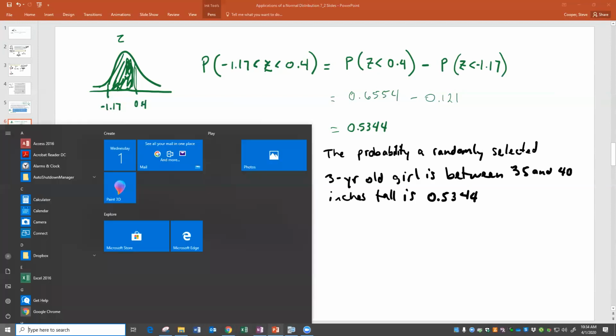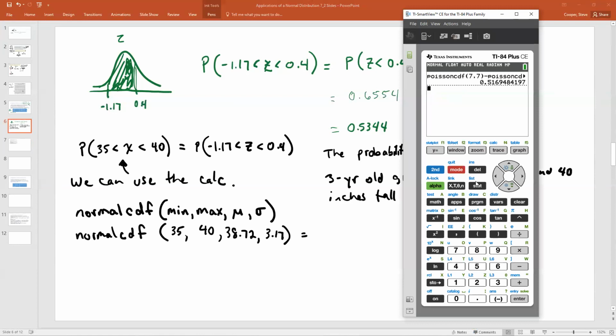So nab your calculators, and you're going to go to the same place to your distribution. So I'm going to do second distribution, and it's nice and up front here. It's your second option. We're not really going to discuss or use normal PDF, so just pretty much ignore that. But normal CDF is going to give us the area between two values. So for my lower bound, I'm going to put 35. My upper bound was 40. That's all based on the question. The random variable itself had a mean of 38.72 and a sigma of 3.17.